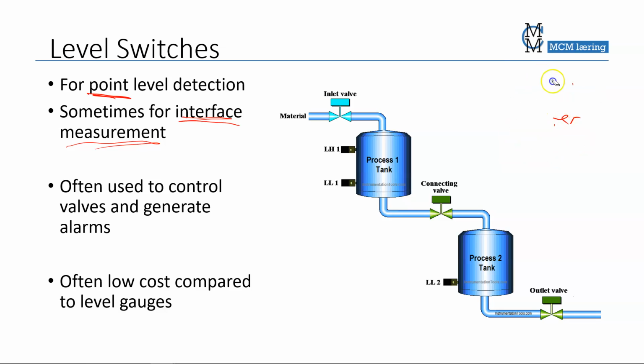They are often used in control systems to control valves and to generate alarms. And they are often low cost compared to level gauges, as you only need to be able to tell if you have a condition or not. So they are truly 1-bit digital.